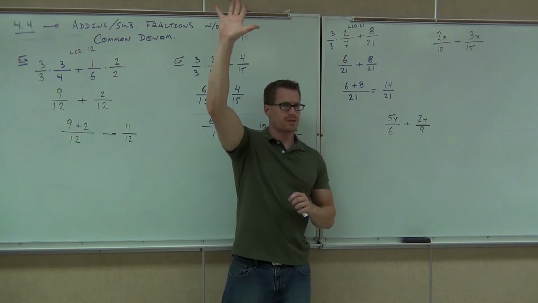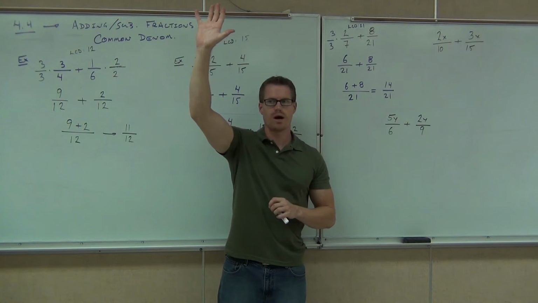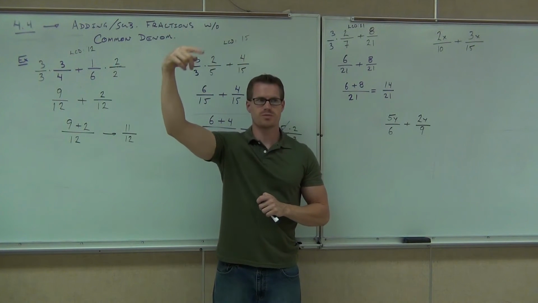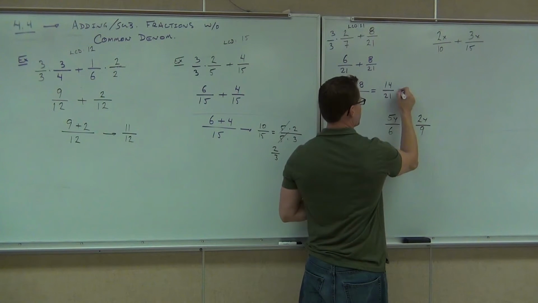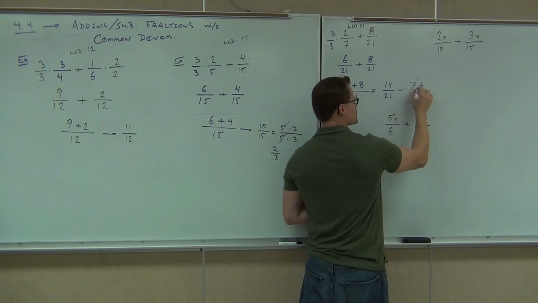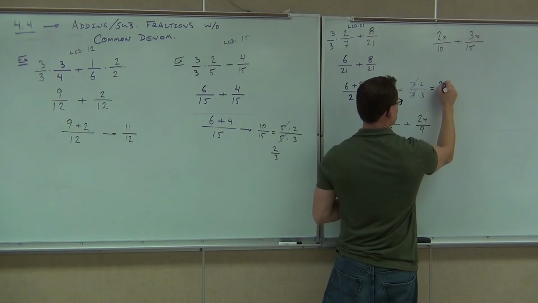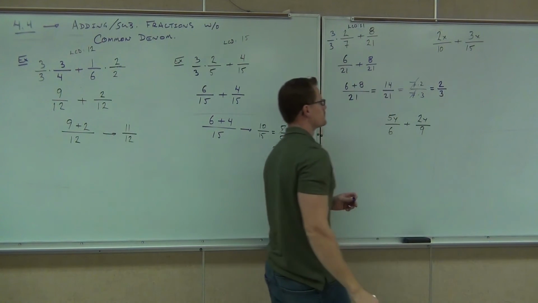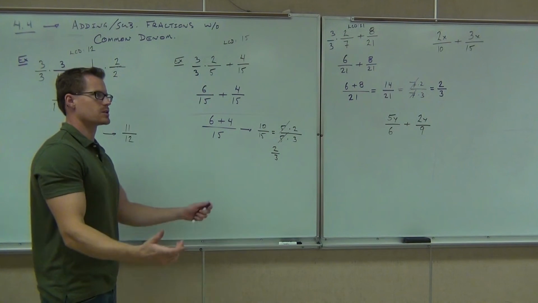How many people made it all the way to 14 over 21? Good. Did you make it past there? Yeah, good. Why? Because it was simplified. What simplifies out of that? 2/3. So we'd write this as 7 times 2, 7 times 3. Of course, those 7s, that's what we can simplify out. We get 2/3. Awesome. All right. Next up.